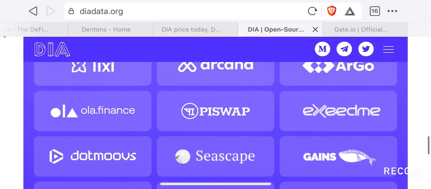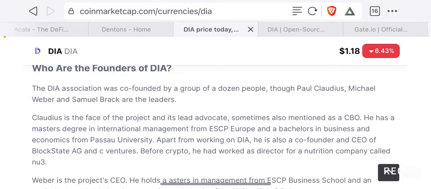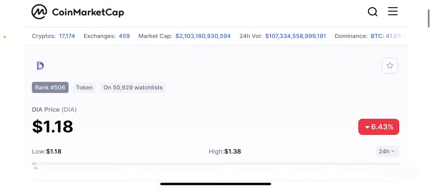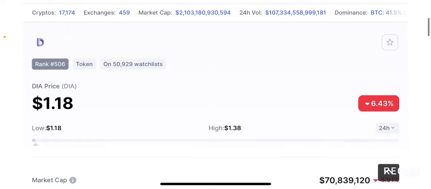So if you see CoinMarketCap's page for this token, it is currently ranked 506th by market cap on CoinMarketCap, and it's currently trading at around $1.18 as of the time I'm making this video, and the price is actually going down, with about a 6.43% decrease in the past 24 hours. Again, it seems like obviously after the Coinbase listing, there is a pump phase and a dump phase. So it seems like the token is in the dump phase.